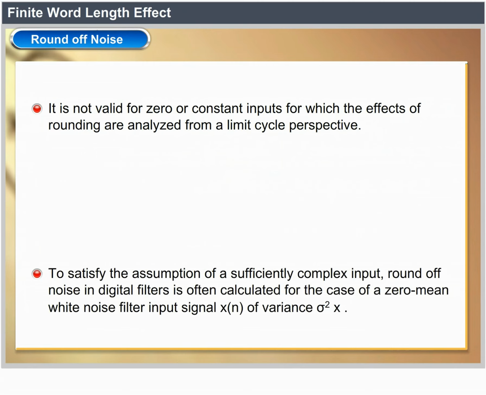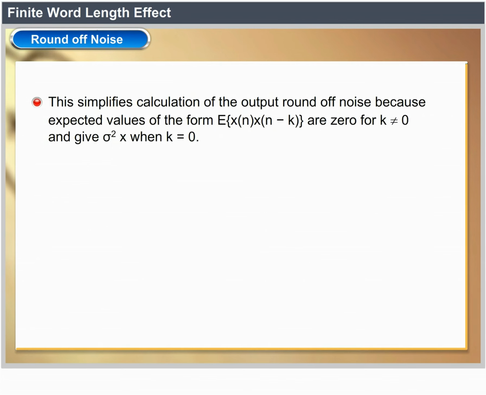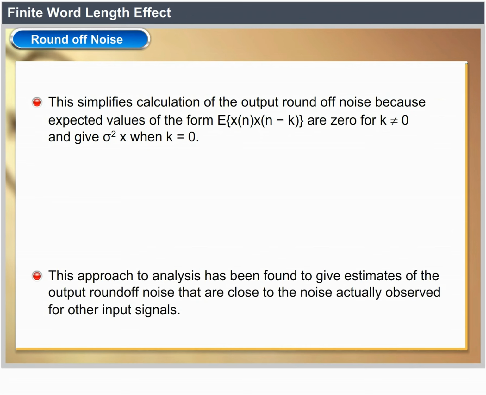To satisfy the assumption of a sufficiently complex input, round off noise in digital filters is often calculated for the case of a zero mean white noise filter input signal x(n) of variance sigma_x squared. This simplifies calculation of the output round off noise because expected values of the form E[x(n) x(n-k)] are 0 for k not equal to 0 and give sigma_x squared when k equals 0. This approach to analysis has been found to give estimates of the output round off noise that are close to the noise actually observed for other input signals.